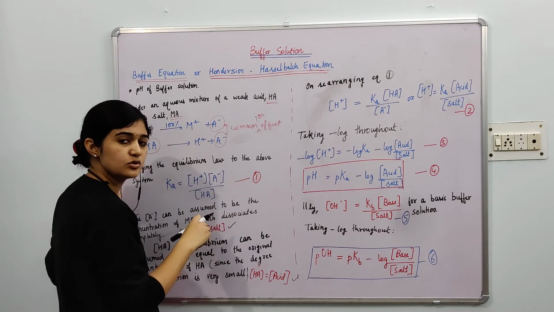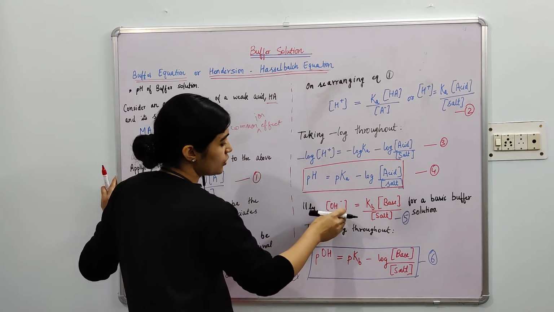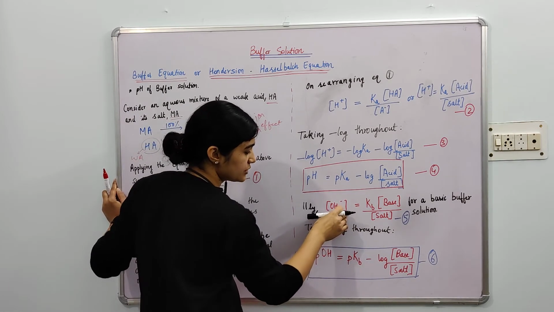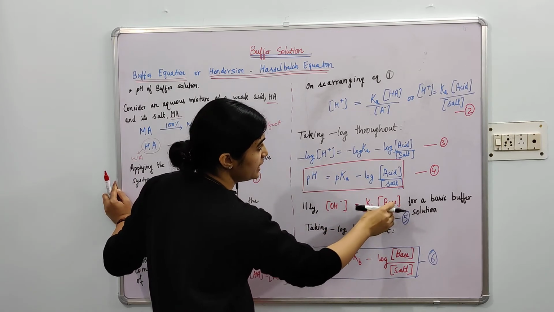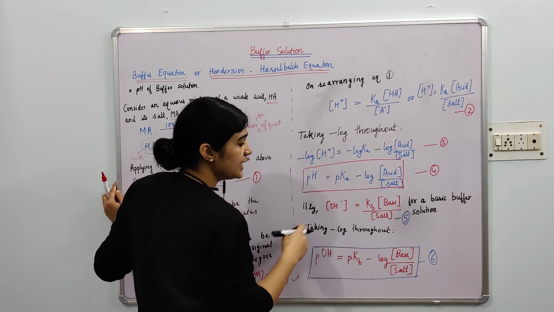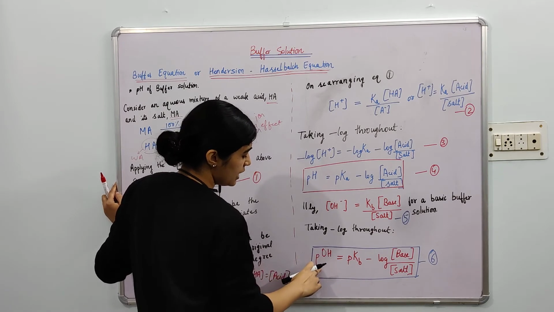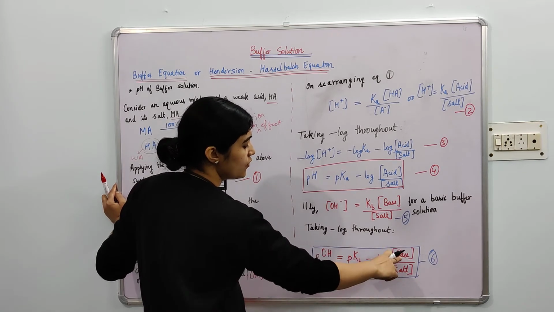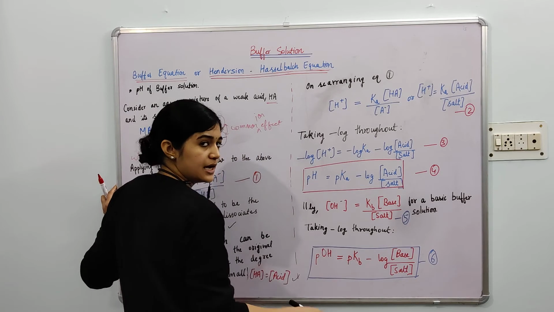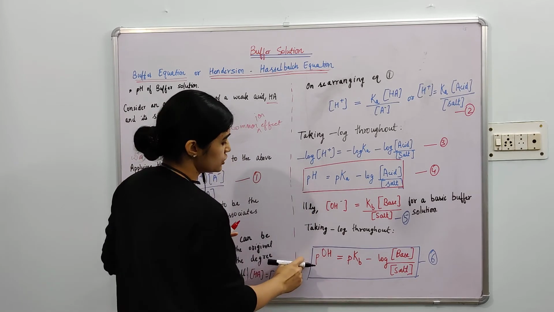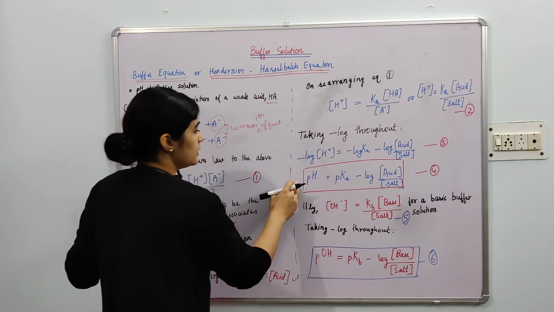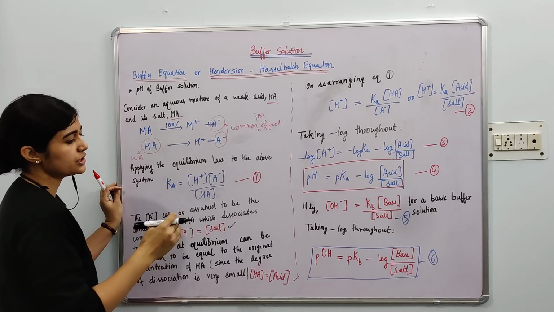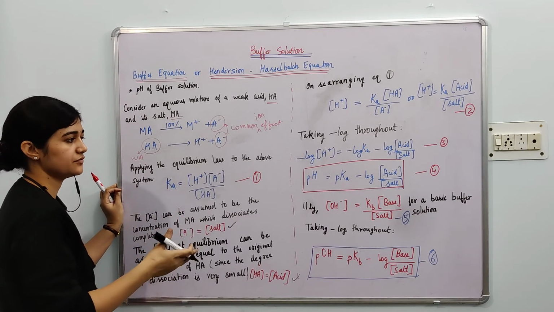Similarly, if you have a basic buffer solution, you will get an equation for concentration of hydroxide ion like this. Concentration of hydroxide ion is equal to Kb into concentration of base divided by salt. And again, taking the negative logarithm, you will get a relation as pOH equal to pKb minus log of the ratio of concentration of base and salt. So these two equations are used to determine the pH of acidic buffer solution and basic buffer solution respectively.